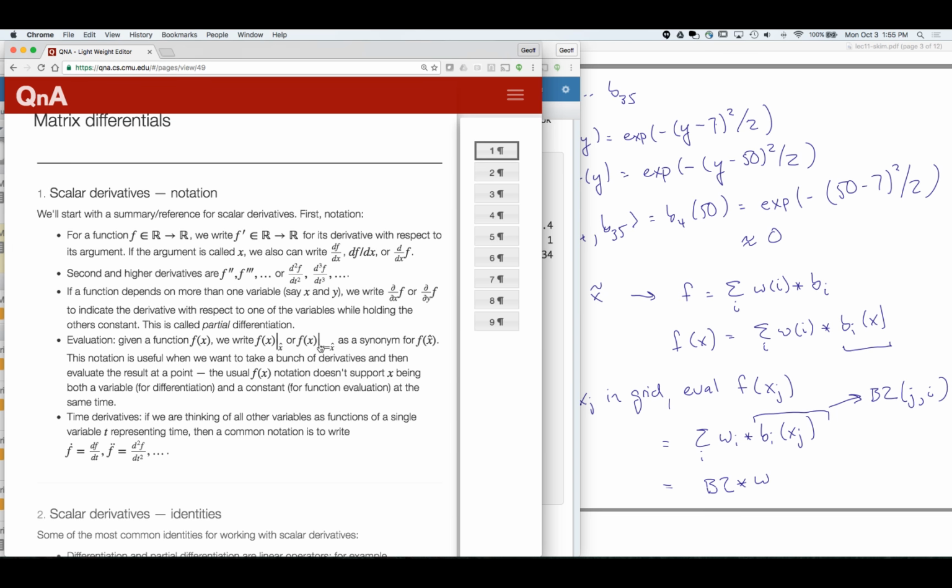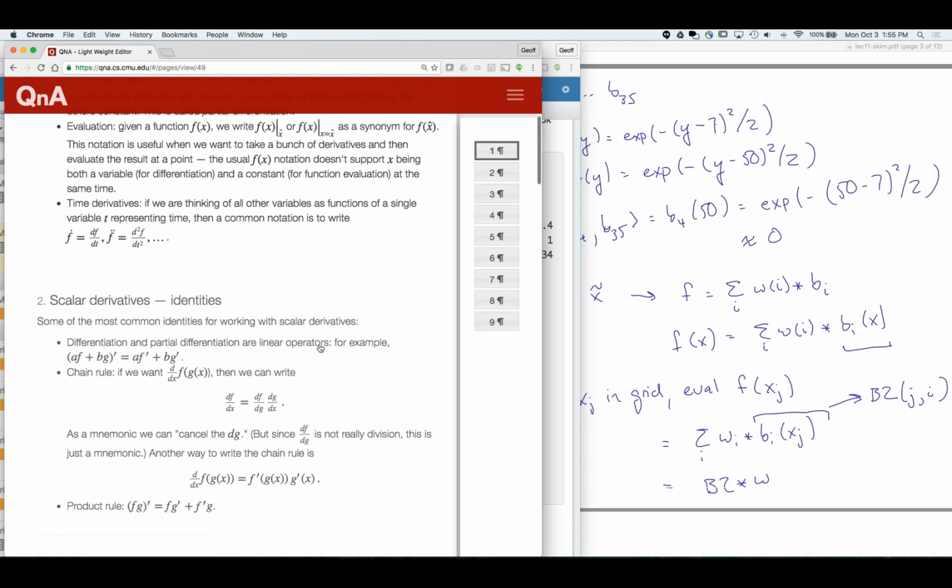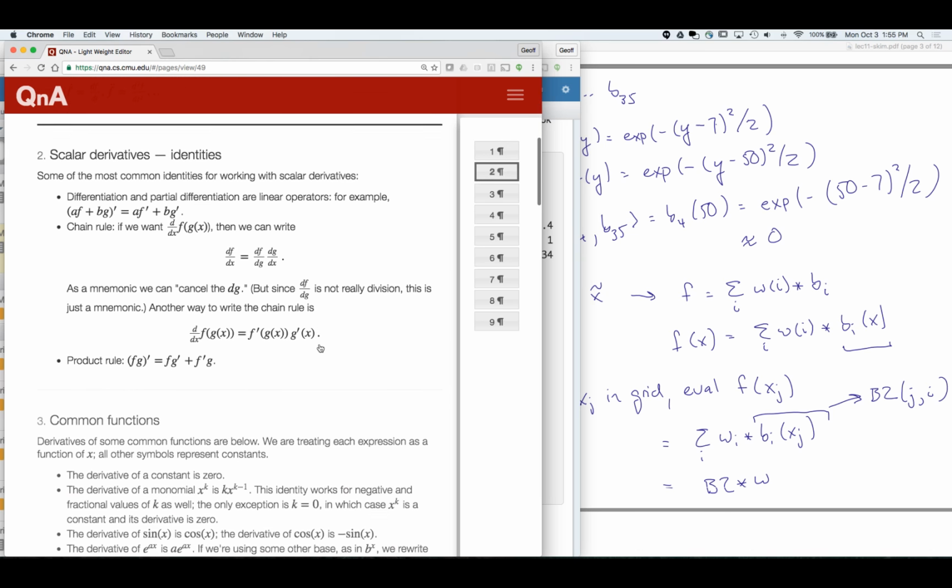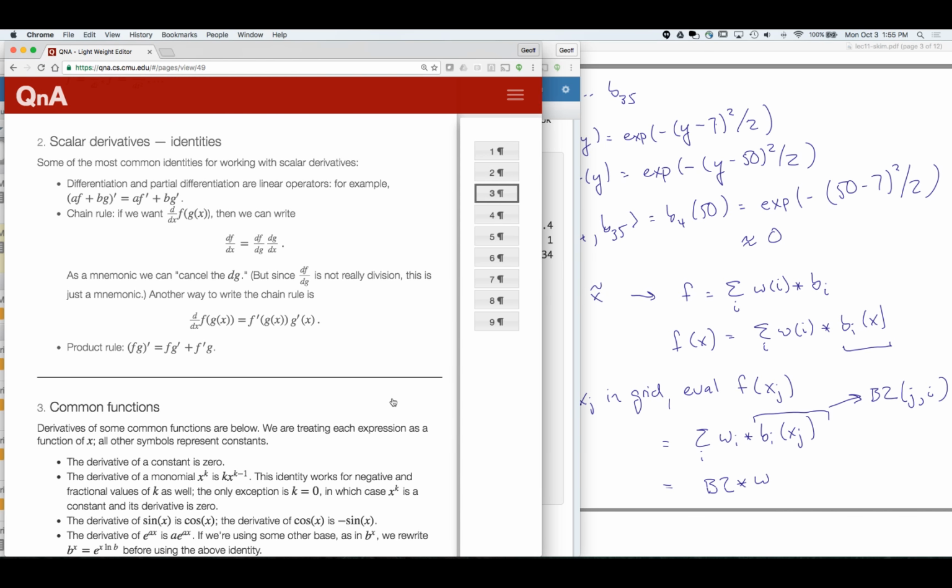All right, and so there are a lot of identities that are hopefully familiar for working with scalar derivatives. Some of the most common ones are that differentiation is a linear operator. So for example, if you take the derivative of af plus bg, you get a times the derivative of f plus b times the derivative of g. And here, a and b are scalars, and f and g are functions.